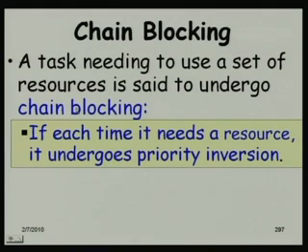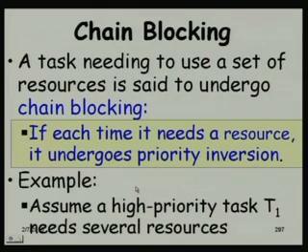The definition of chain blocking is that whenever a task needs a set of resources, if each time it needs one resource, it has to wait and undergo priority inversion, then for a set of 5 resources, it has to separately wait 5 times to get the resource, and we will say that it has undergone chain blocking.